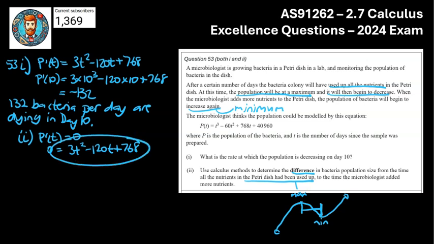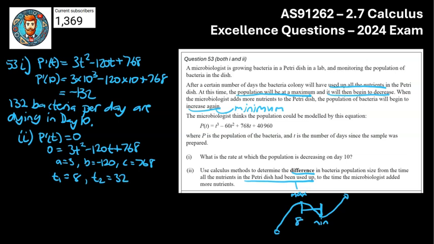I'm going to plug that straight into my graphics calculator to find my two answers for t. Remember, for my calculator, a is equal to 3, b is negative 120, and c is 768. That means t1 is equal to 8 and t2 is equal to 32. So that tells us the maximum happened at the 8-day mark, and the minimum happened at the 32-day mark. So that means 24 days passed until the microbiologist added more nutrients for the population to kick off.